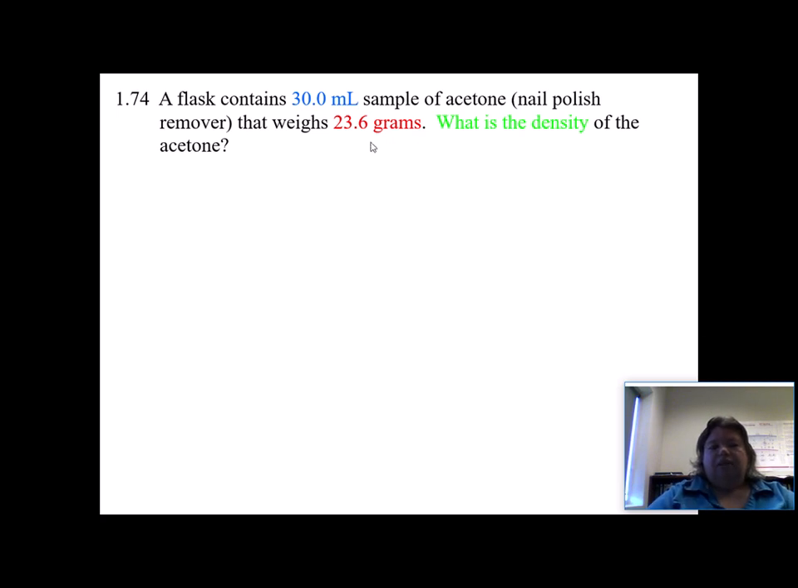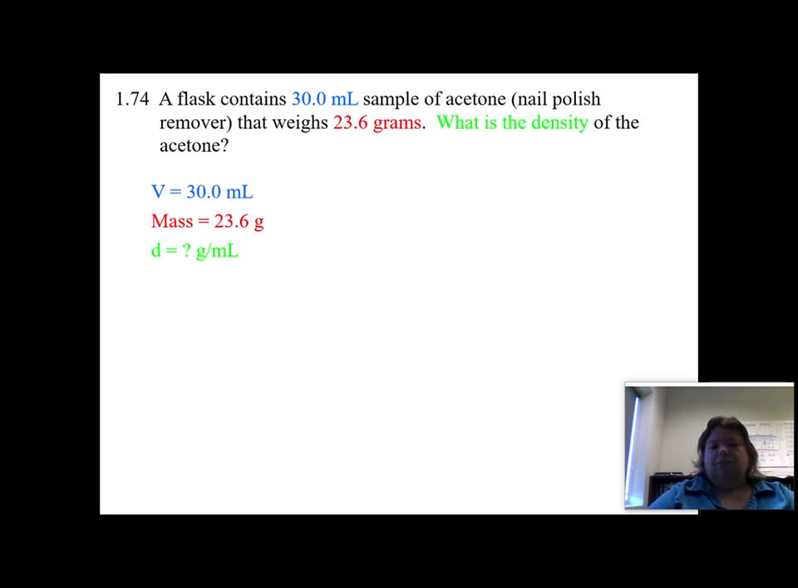So here I've highlighted 30 milliliters in blue, and milliliters is a unit of volume. I've highlighted 23.6 grams in red. Grams is a unit of mass. I don't use M for mass simply because there are several M's that we're going to be using this semester. And then the question is, what is the density? So density is what? And the units for density are grams per milliliter, which could also be in grams per centimeter cubed. Milliliter, centimeter cubed mean the same thing.